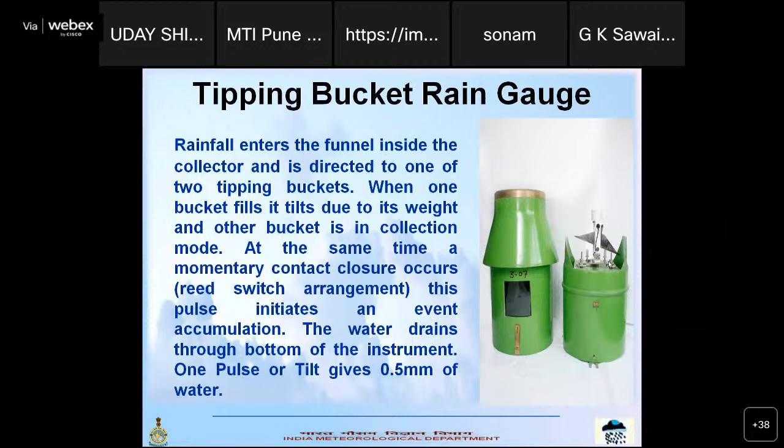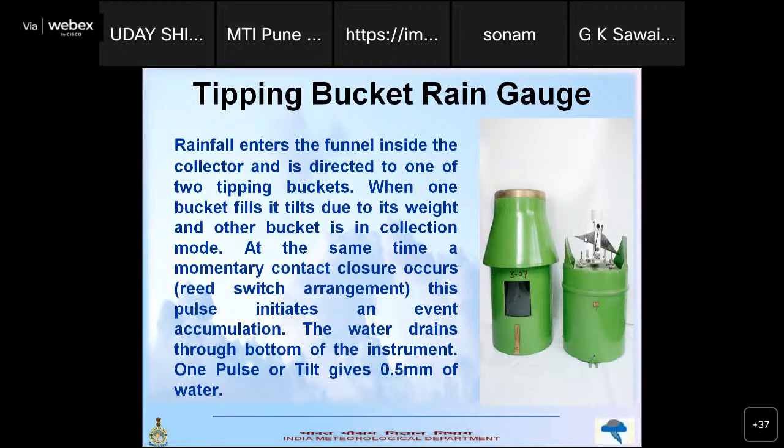One tilt will generate one magnetic pulse. One sensor, a magnetic reed switch, is there. It will sense that tilt and generate one magnetic pulse. One pulse is nothing but 0.5 mm of water. So if you get 10 pulses, you are getting 5 mm of water. These pulses will be counted by some counter mechanism. In the AWS data logger, we have to connect this sensor. Two wires are there, and it will only record the magnetic pulses. One pulse is 0.5 mm of water, because the design is like that.